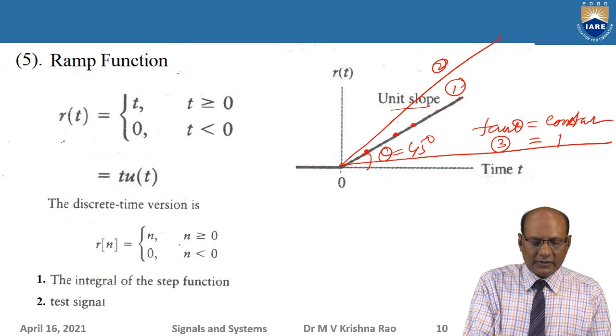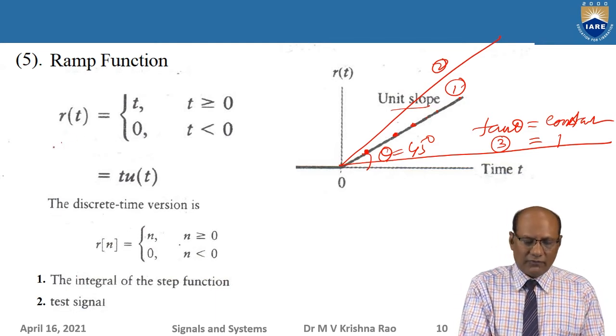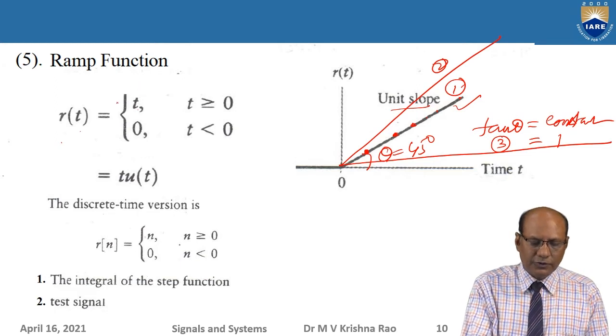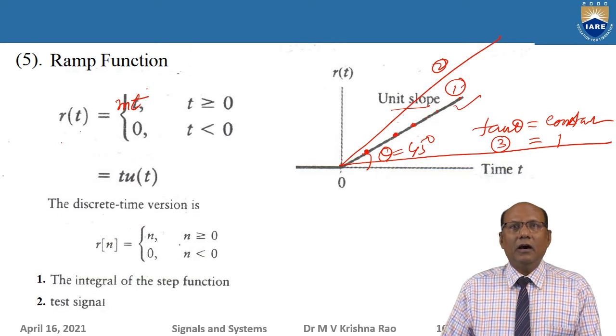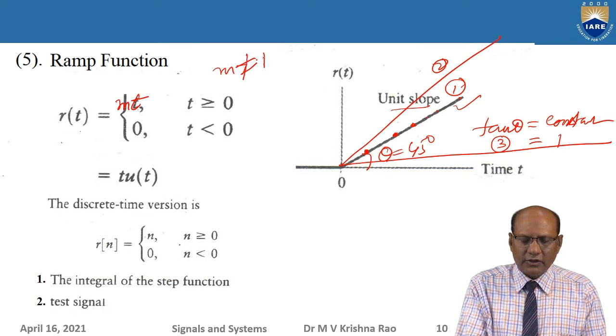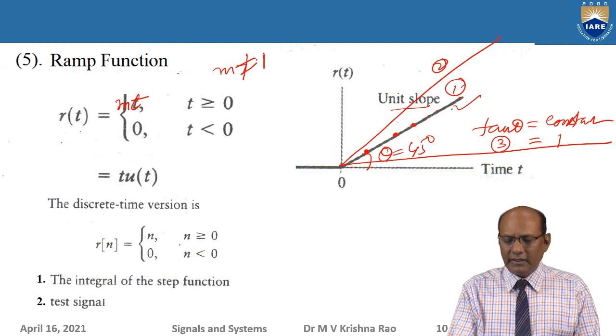Here the ramp function is denoted by r of t. R of t equal to t in this case because it is 45 degrees. Otherwise I should put m t. R of t equal to m into t, where m can be greater or lesser than 1, it can be anything. M is not equal to 1. If m equal to 1, you will automatically get t here.